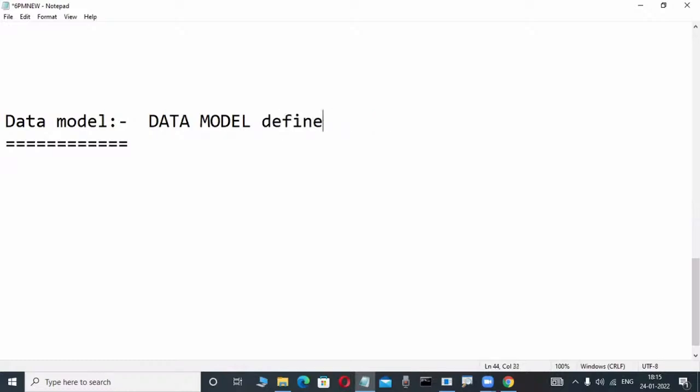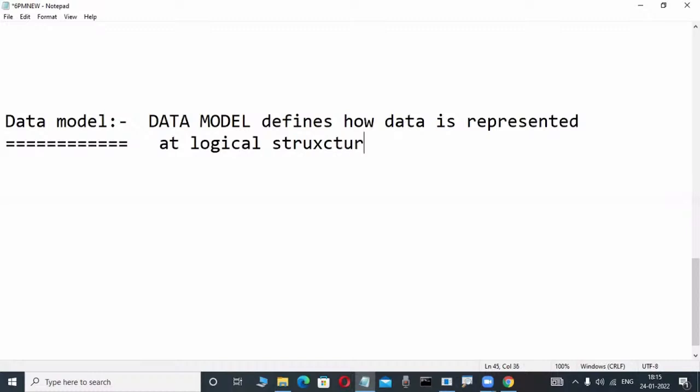Data model defines how data is represented. Observe here how data is represented at the logical structure of the database. How much easy definition?